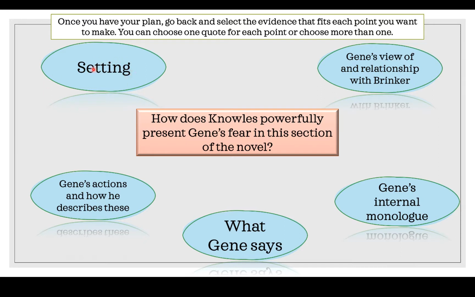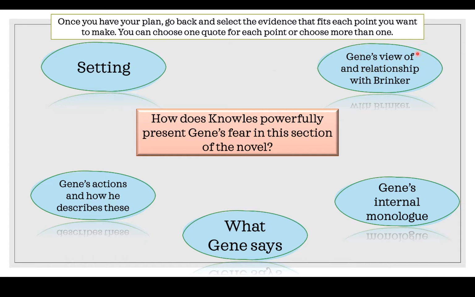Now, whenever you make your point or your topic sentence, always go back to the question. And if you're ever unsure, just rephrase the question. So the question is, how does Knowles powerfully present Jean's fear in this section of the novel? You could merely rephrase this. Knowles powerfully presents Jean's fear in this section of the novel through his description of the setting. And then you would add more to the description of the setting once you start to include the language that's been used and you talk about the connotations and why that particular imagery has been used.